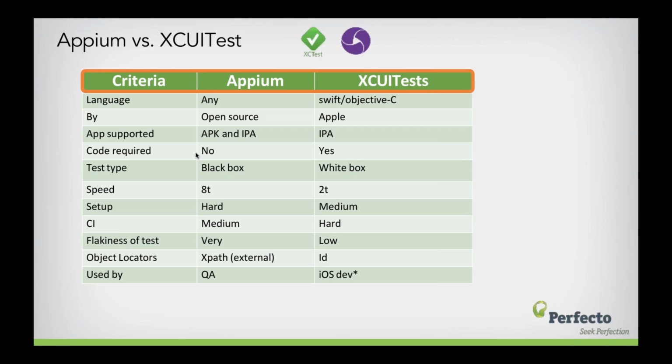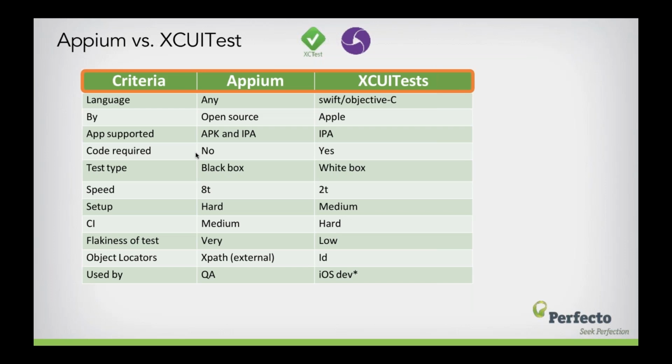So the language: in Appium, you can write any code that you want. It can be Java, JavaScript, Ruby, whatever you want. In XCUITest, we are talking only about Swift or Objective-C. Appium is open source versus XCUITest, which is Apple supported. Appium can support APK and IPA. XCUITest only IPA, and it's quite interesting.